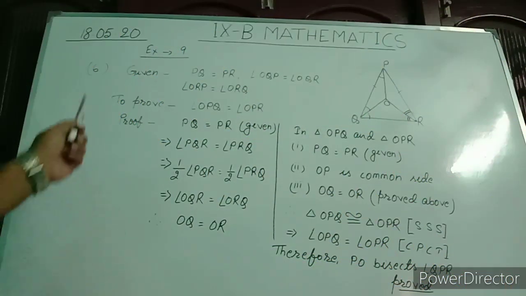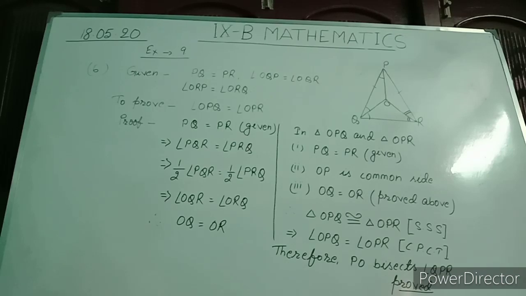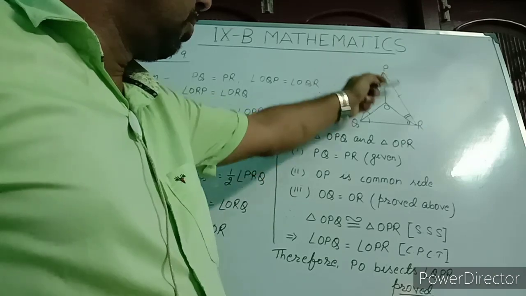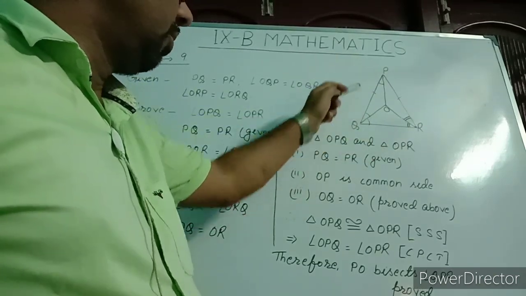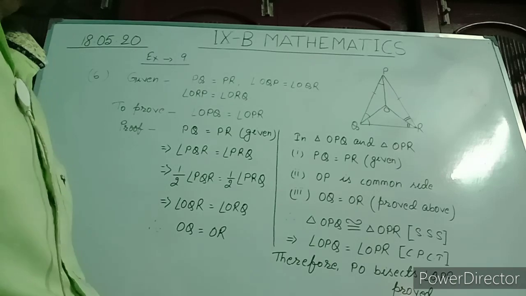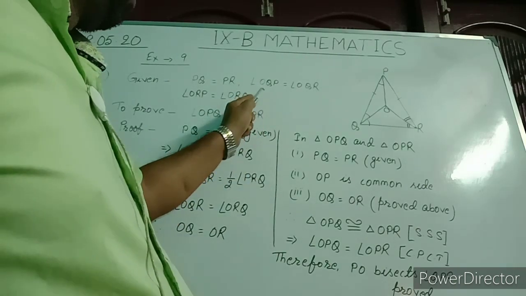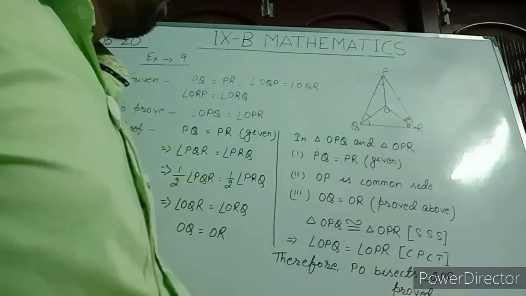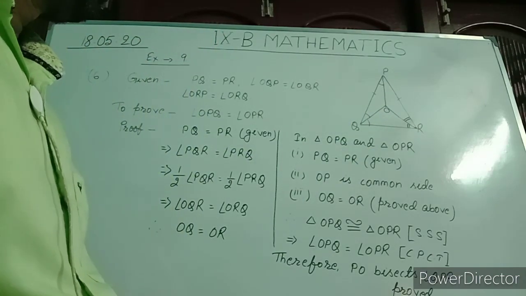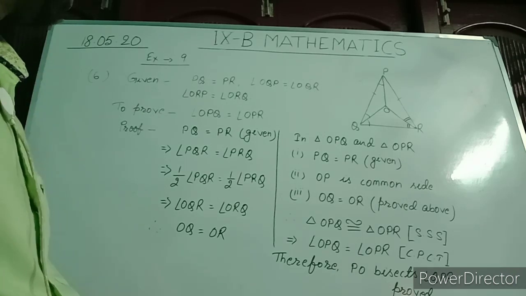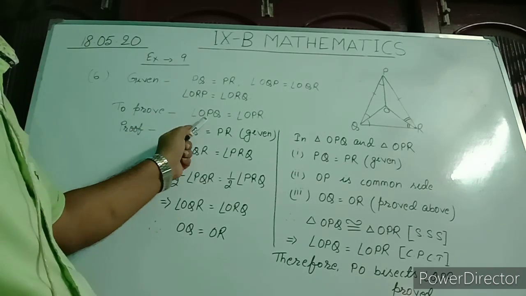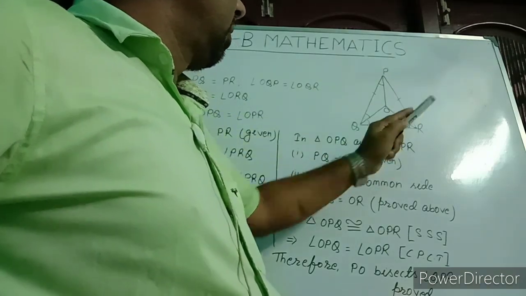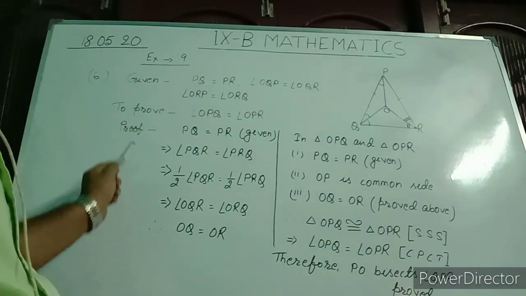In question number 6 of exercise 9, this is the figure in which PQ equals PR. It means triangle PQR is an isosceles triangle, and OQ and OR are bisectors of these two angles, angle Q and angle R. So we are asked to prove PO is the bisector of angle QPR. Proof.